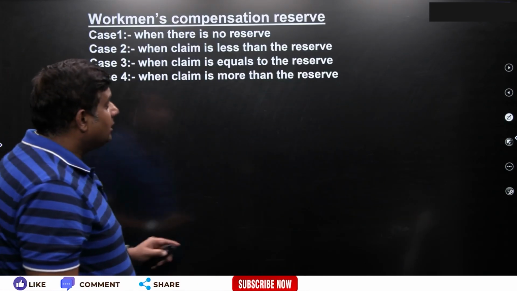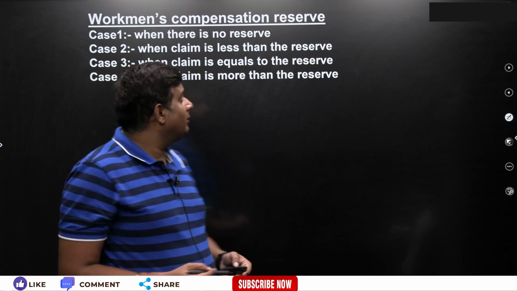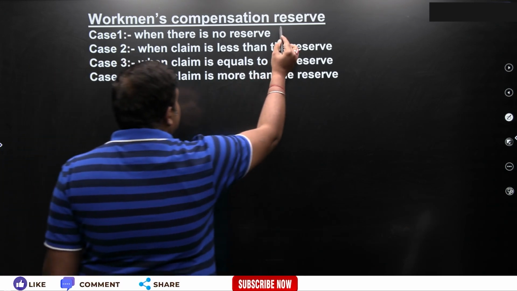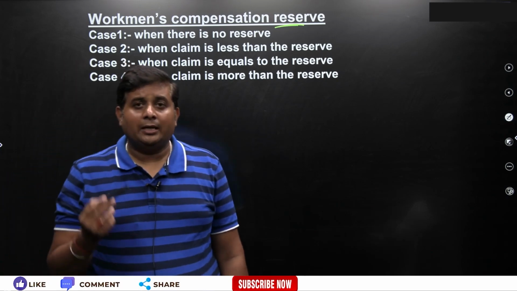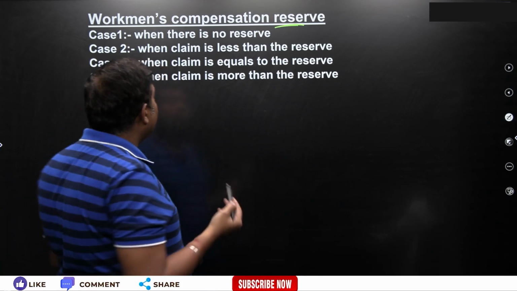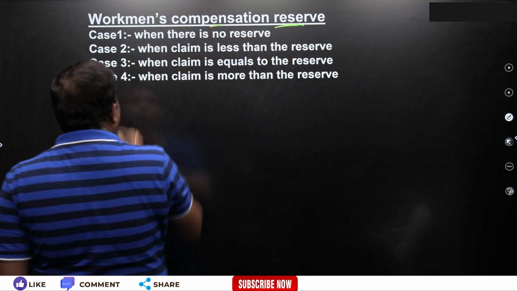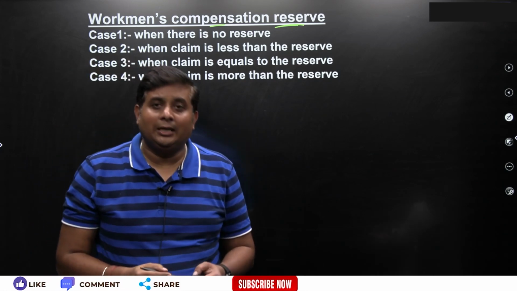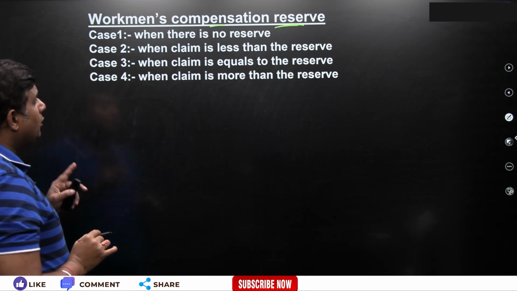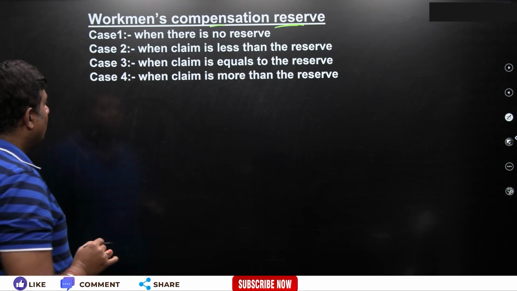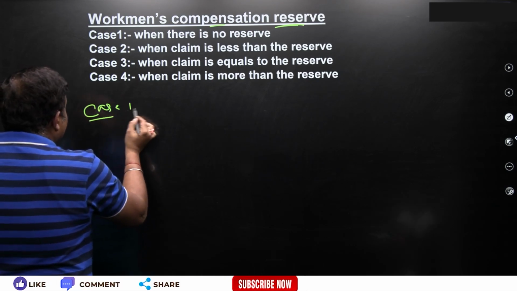Now, this is the workman compensation reserve. What is a workman compensation reserve? This is actually a reserve, and reserve means it is created out of the profit, to compensate the employees up to an extent. This is the basic definition. So the first condition is when there is no reserve. Okay, fine. So I can talk about case 1 here.